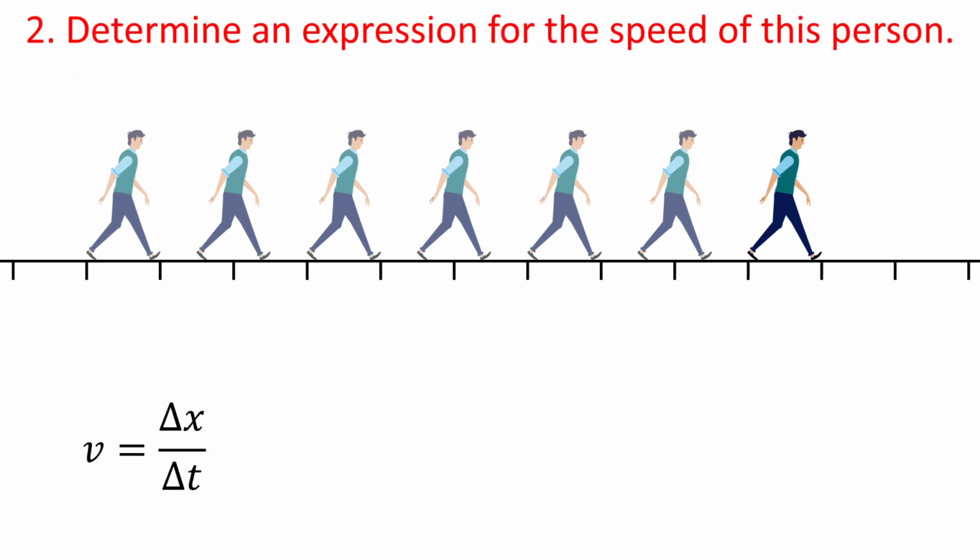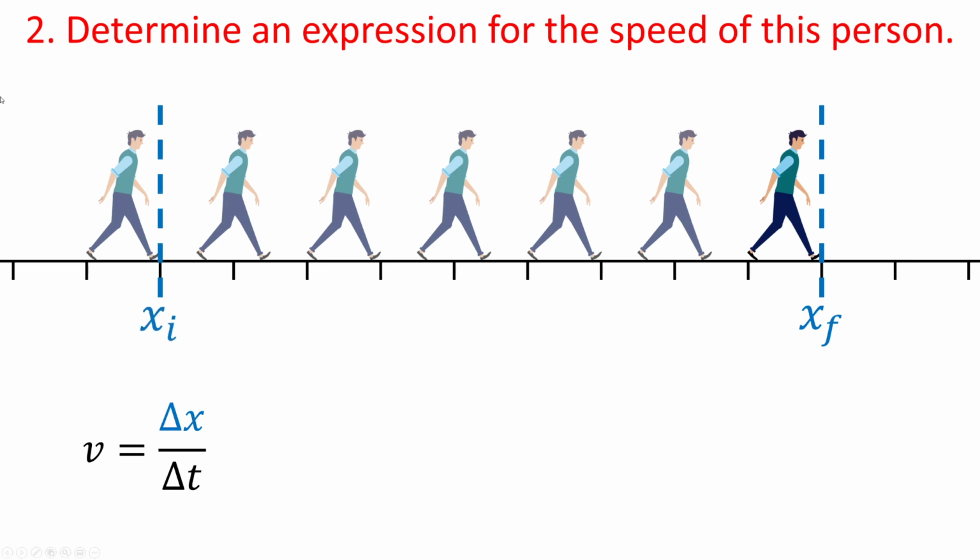Determine an expression for the speed of this person. So the first thing we want to think about is, well, let's consider the distance. So we know the speed is distance over time, and we learned that in a previous lesson with Mr. Schmitz. And so what we can say is, we can find the change in position of this person by labeling the final position and the initial position.